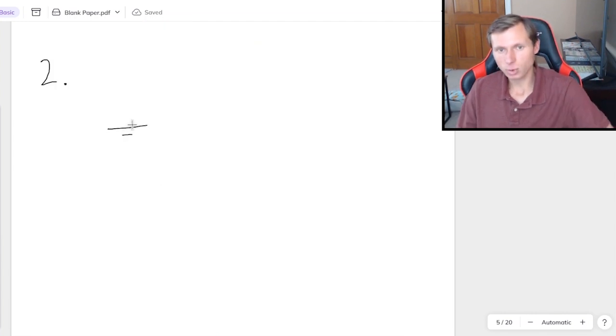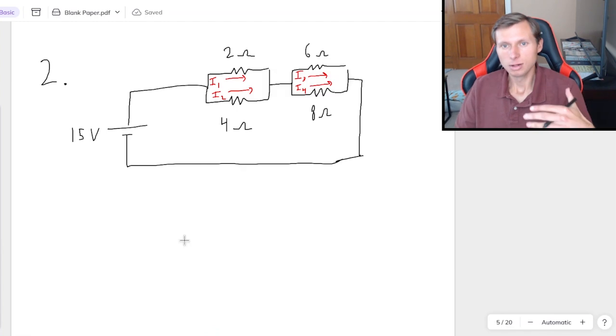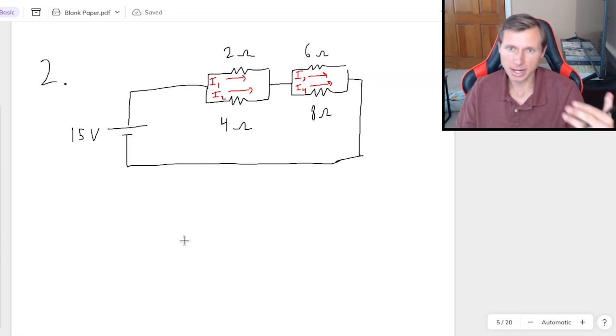And now we just have one more circuit we're going to look at today. For this one, I want you to find all 4 currents through all 4 resistors, I1, I2, I3, and I4. So if you think you can do it on your own, just remember, we're combining resistors, finding the total current, and then using current division. Go ahead, pause the video, and when you're ready to see the solution, unpause.